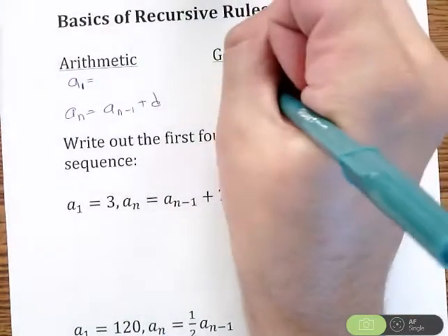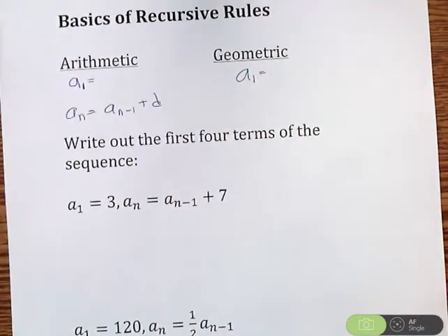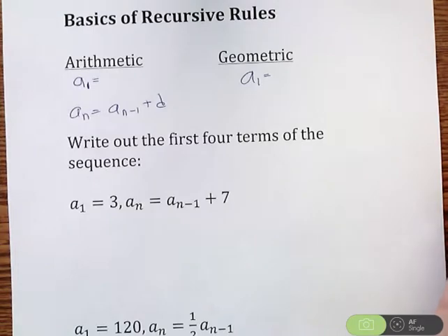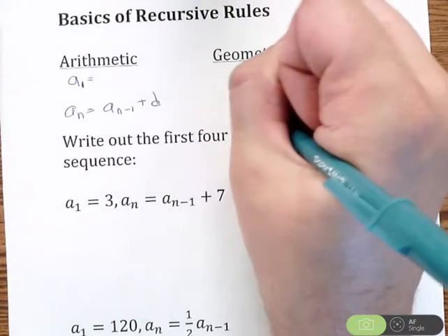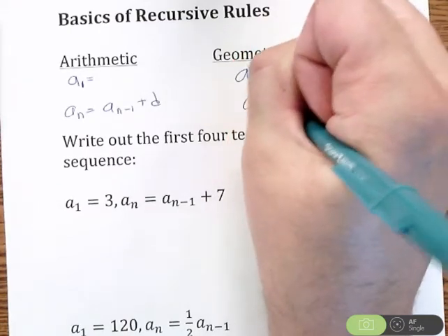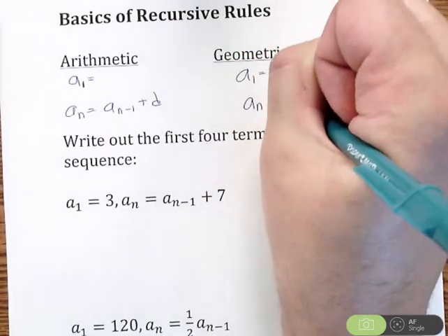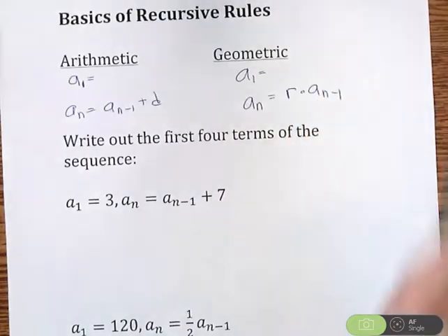Same thing with geometric. We always need to know what the first term is. That way, if I say multiply by 2, well, multiply what by 2? I need somewhere to start to develop the rest of the sequence. So you're going to need a1 equals something, and an equals r times an minus 1, where r is whatever your multiplier is.